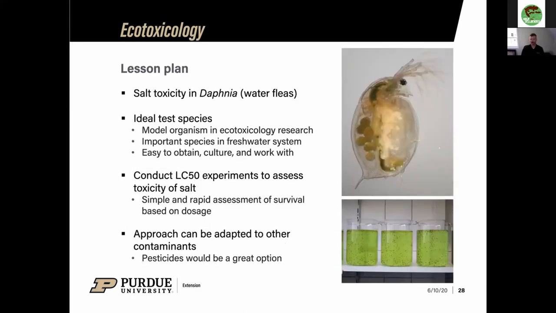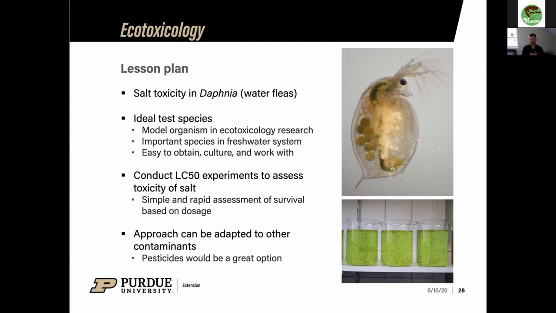So the lesson plan we've developed for your students is all based on assessing salt toxicity in daphnia, or water fleas. So this is a daphnia here. And these daphnia play an important role in freshwater ecosystems. They filter water of algae, so they keep the water clear. And they also serve as an important food for things like fish, as well as amphibians and other species that are in those habitats. So they play vital roles in freshwater systems.